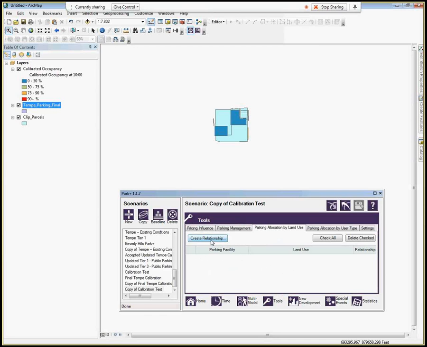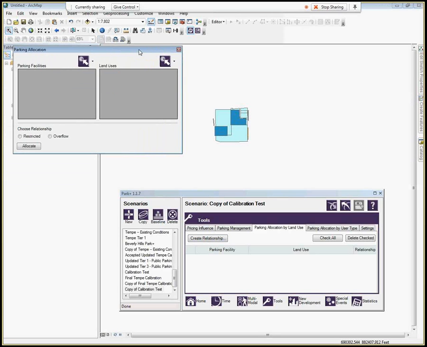So in this example, this office building right here utilizes this parking facility, and the restaurant that makes up these three parcels utilizes this parking facility, and everybody else is overflowing into the on-street parking around the site. So what we'll do, we'll click create relationship, then we'll go in and select our parking facilities.